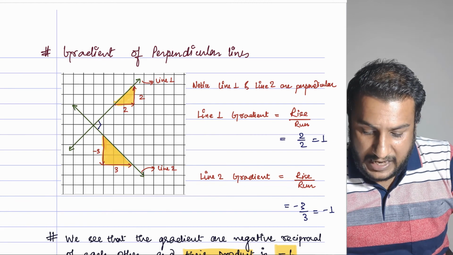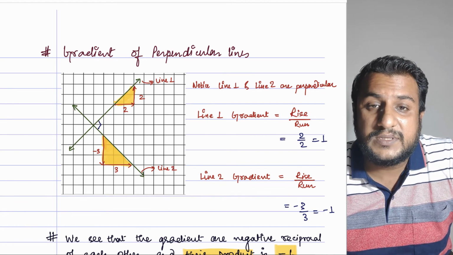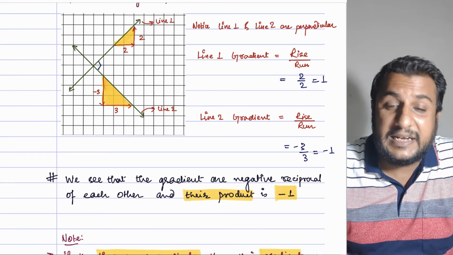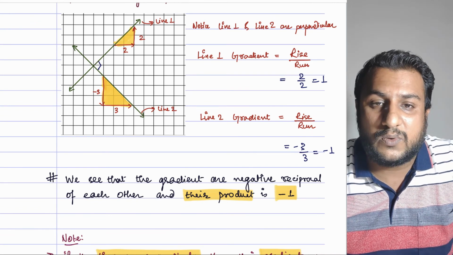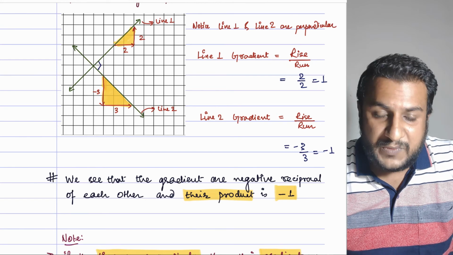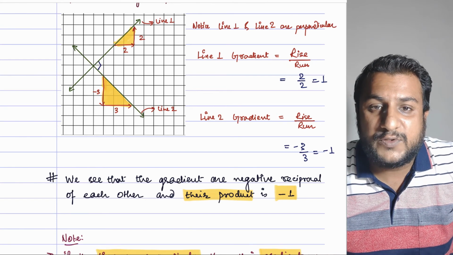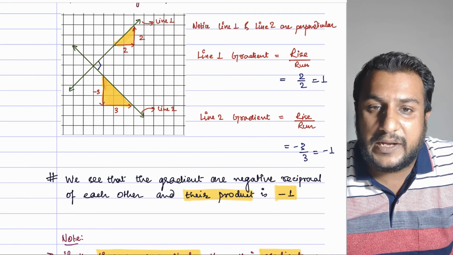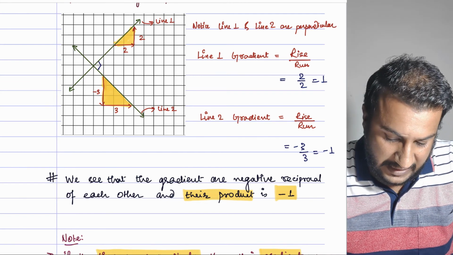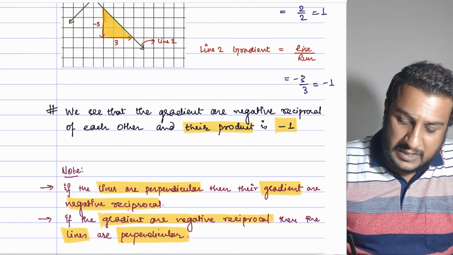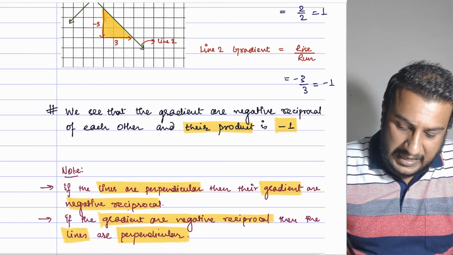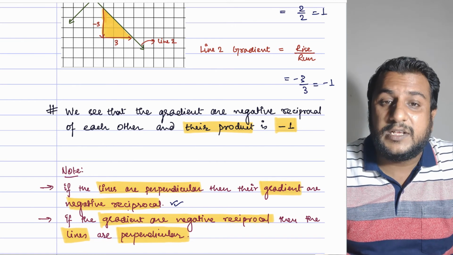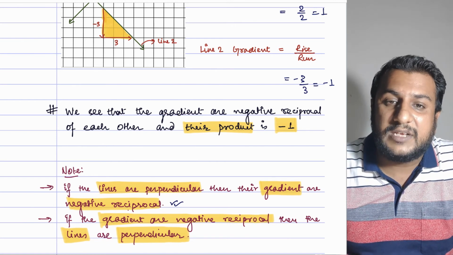Now what can you see? How are these 2 lines' slopes related? We can see that the gradients are negative reciprocals of each other. Or you can say that the product of the slopes is always negative 1. The product of 2 perpendicular lines' slopes is always negative 1. So if 2 lines are perpendicular, then their gradients are negative reciprocals. And if gradients are negative reciprocals, other way around, you can say that the given 2 lines are perpendicular.